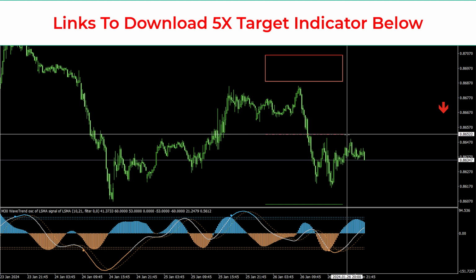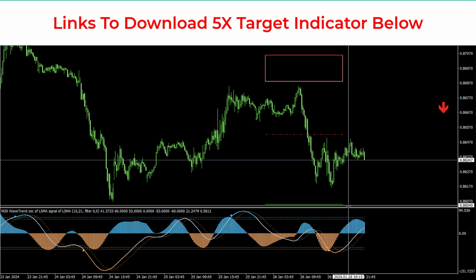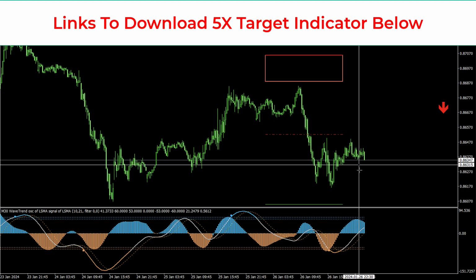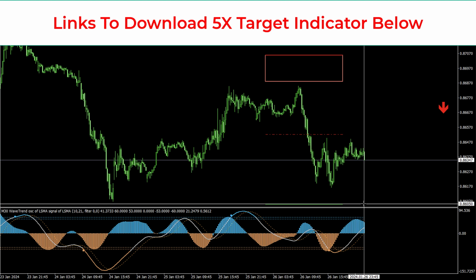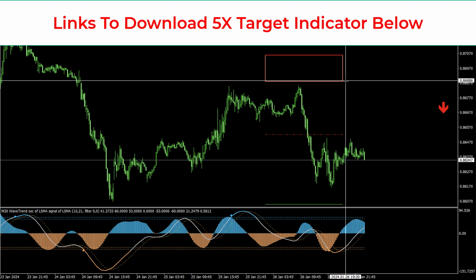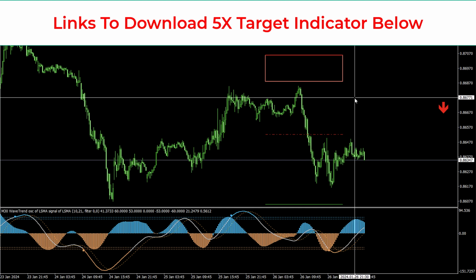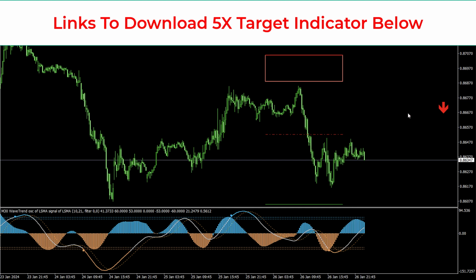For people who want to move their stop losses to break even, they can do it at this first target, or they can take half of the position and let the other half run for the 5x target, or they can just leave everything to run until the 5x target and just move the stop loss to break even of the position.